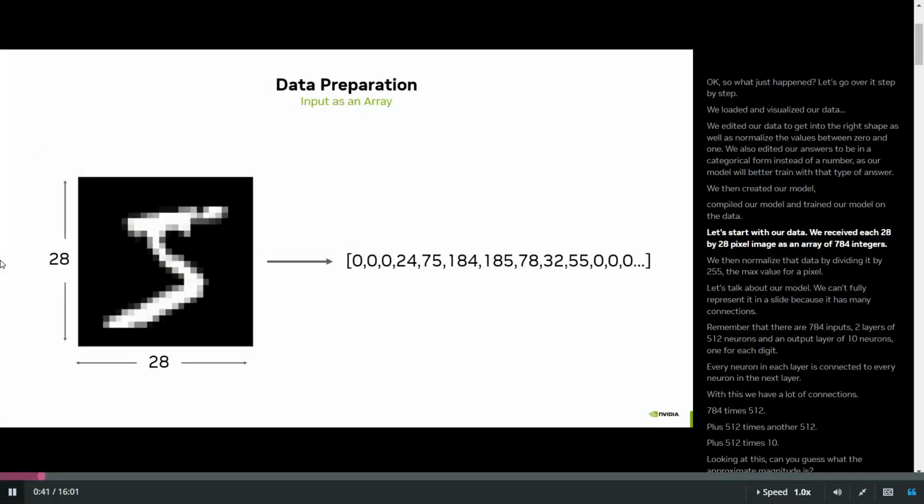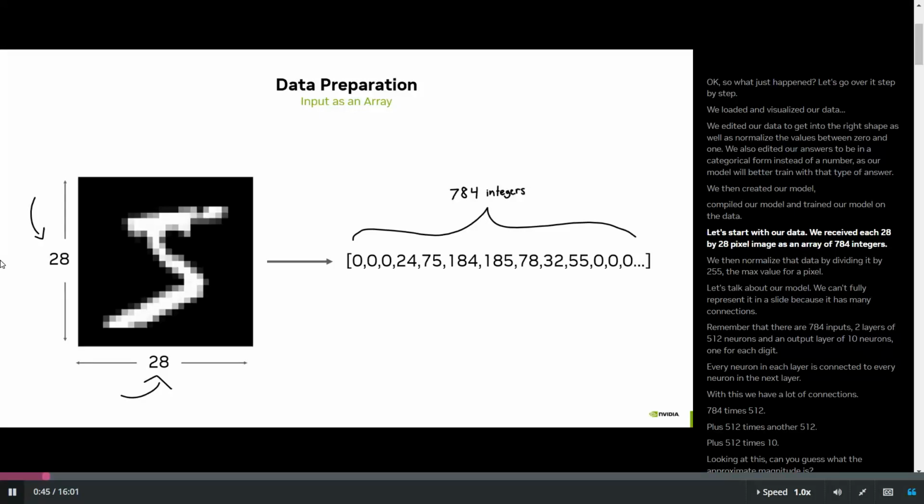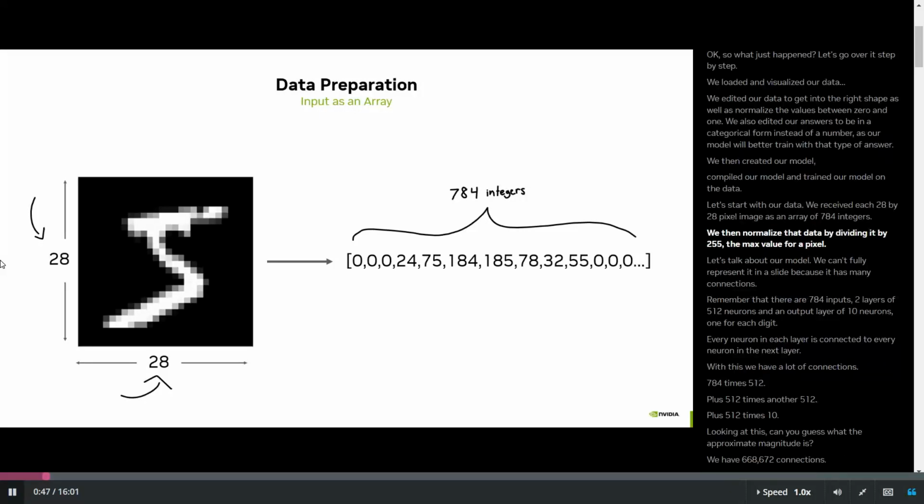Let's start with our data. We received each 28 by 28 pixel image as an array of 784 integers. We then normalized that data by dividing it by 255, the max value for a pixel.